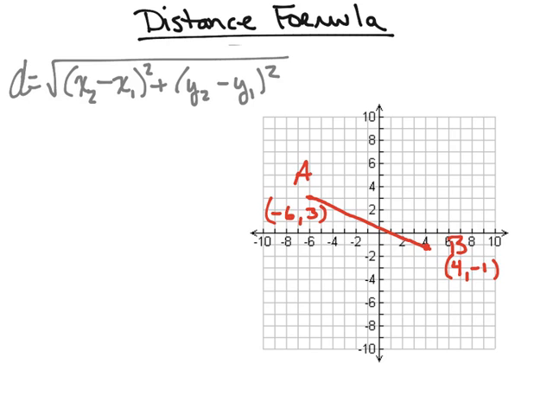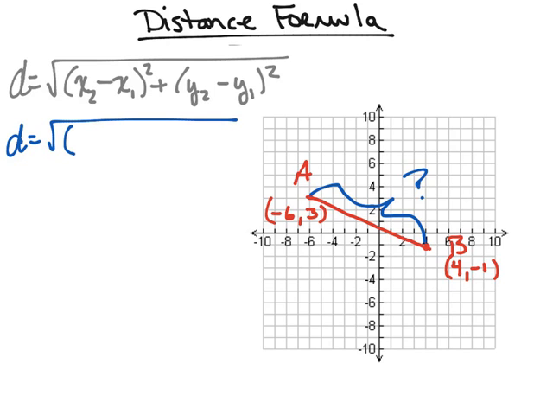So for example, I've got a line segment here, the line segment AB. We're going to use this formula to find the distance from this point A to this point B. So this is what we're going to use the formula for. It'll help us find this distance. The first thing I'm going to need to do is replace those x2, y2, x1, y1 with some values. So let's go ahead and get started here.